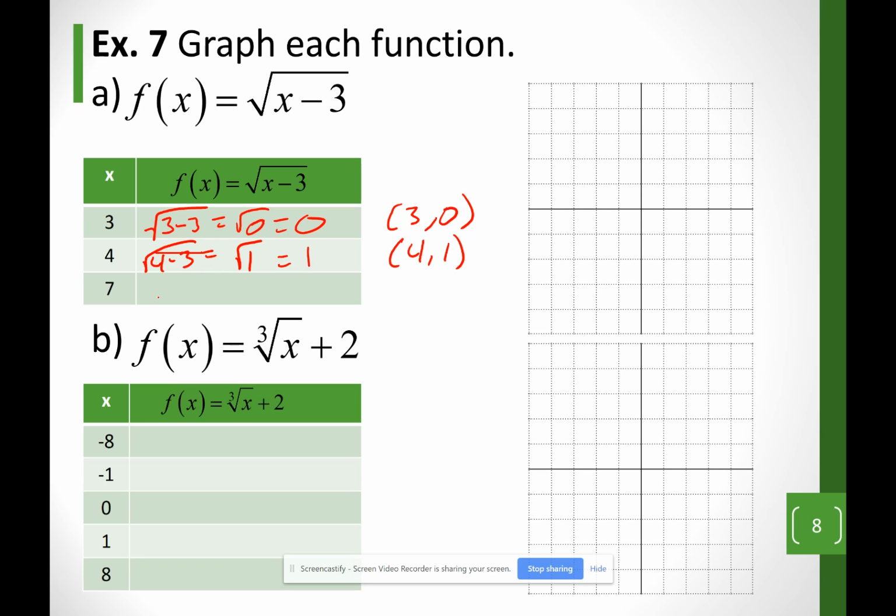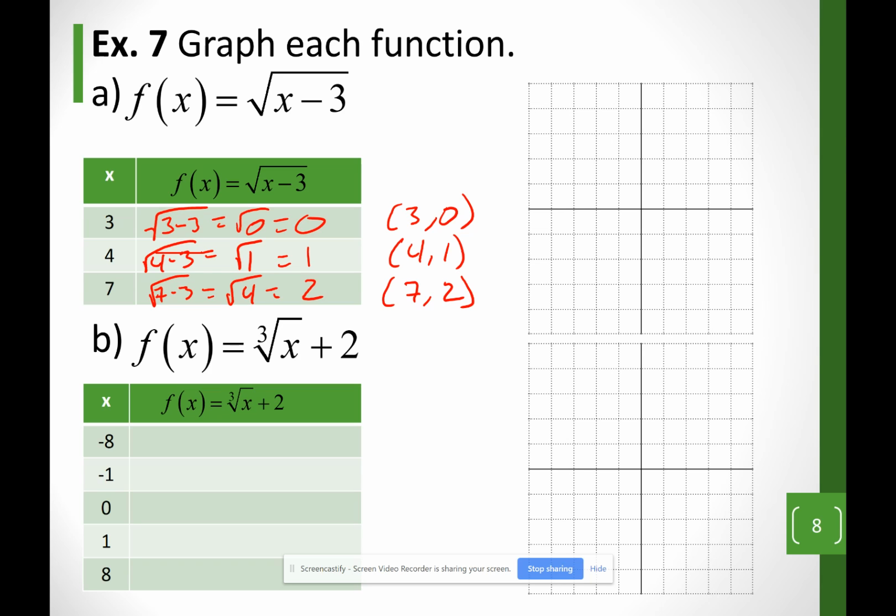Now, if x equals 7, on the inside of the radical, I have 7 minus 3, which is the square root of 4. But the square root of 4 is 2. So that gives me the point 7, 2. The values of x that we chose were such that it was going to give me a perfect square. So it's not just random x's. I want them to give me perfect squares.